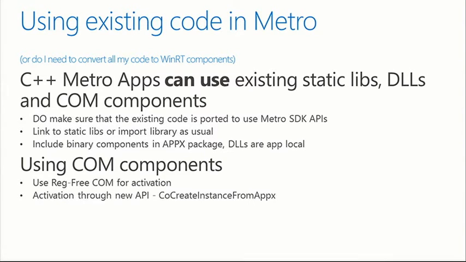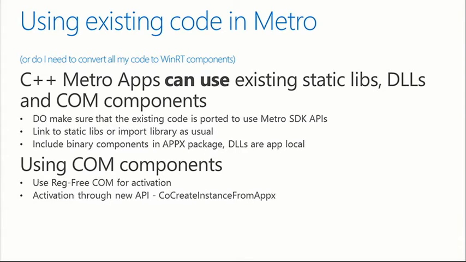Static libs, right? The only thing you need to worry about is to make sure that your existing code is ported to use the Metro SDK APIs, but you can still use all of these. Link to the static lib or import lib as usual, and then make sure that if you are using a DLL, it's included as part of your APPX package so that it's app local to the application. That's the only way you can consume DLLs that are not part of the system.